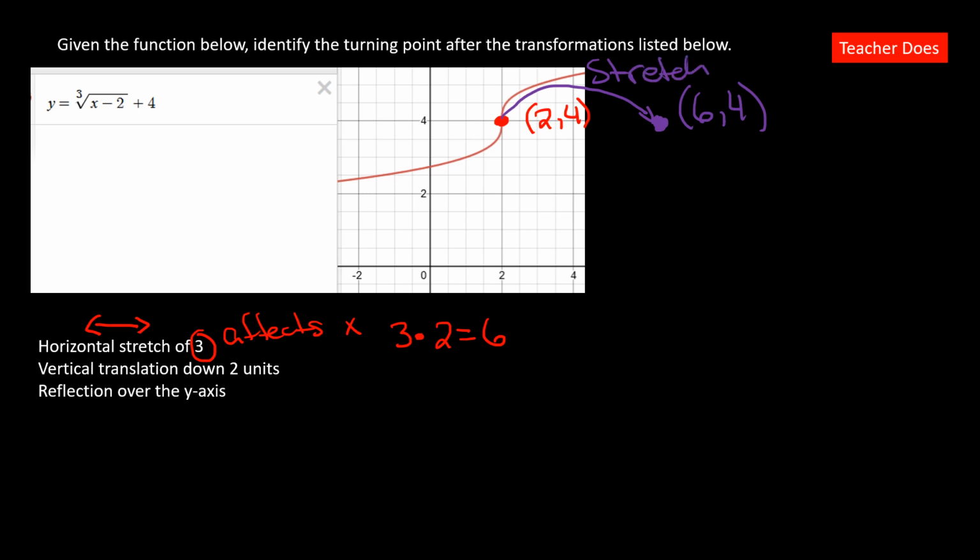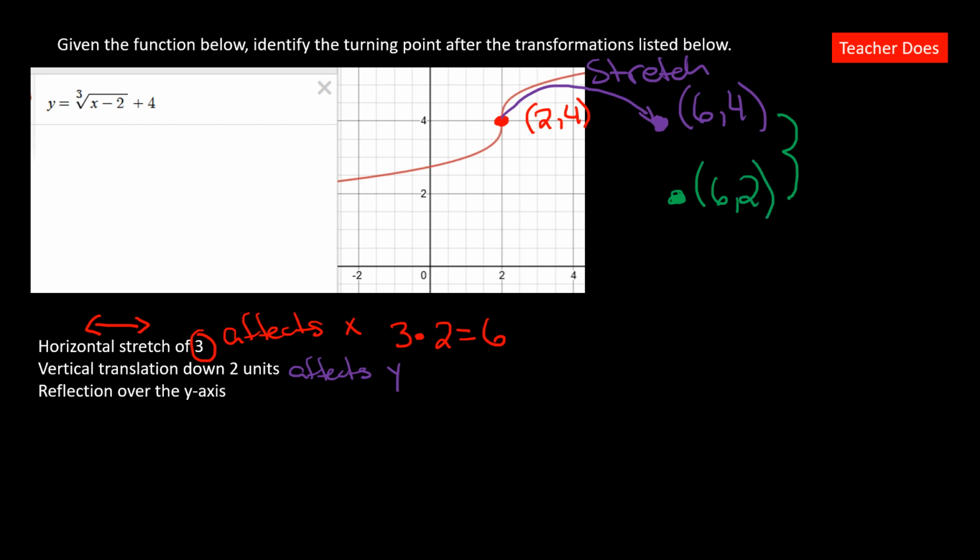It now says a vertical translation of 2 units down. So this affects the y. All right, so we're going to go 2 units down: 1, 2. So we would be somewhere like down here. And if we go 2 units down, that doesn't affect our x, but it does affect our y. So we would go down from 4 to 2.